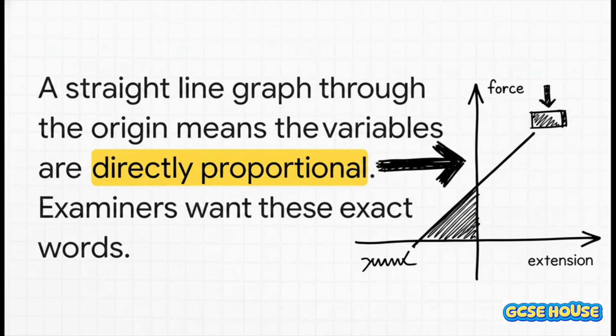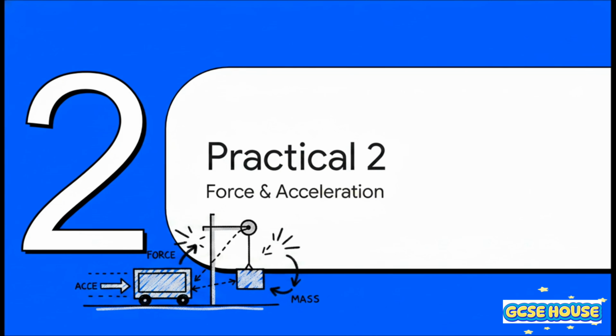And here is the money phrase for the exam. When you plot your graph, if it's a straight line that goes right through the origin, it means force and extension are directly proportional. You have to use those exact words. So we've mastered force on a spring. Now let's look at a moving trolley.